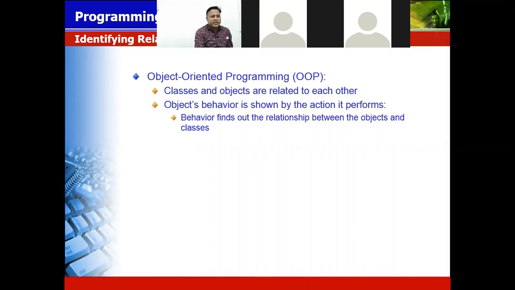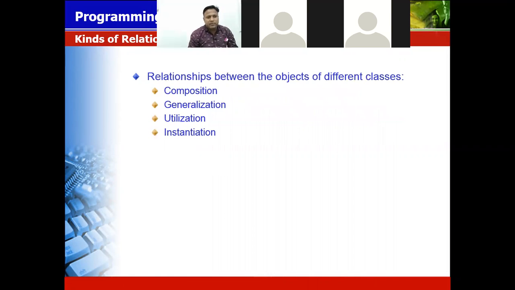So how many different types of relationship are present? If you see here, there are different types of relationship. One is composition relationship, generalization relationship, utilization relationship, and instantiation relationship. There are four types of relationship present: composition, generalization, utilization, and instantiation.